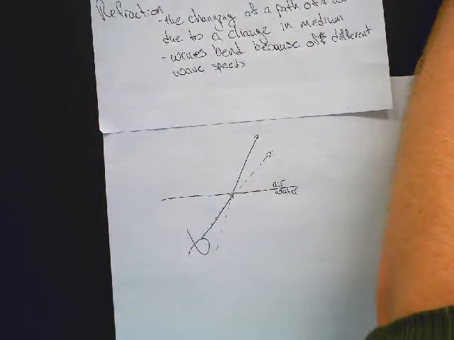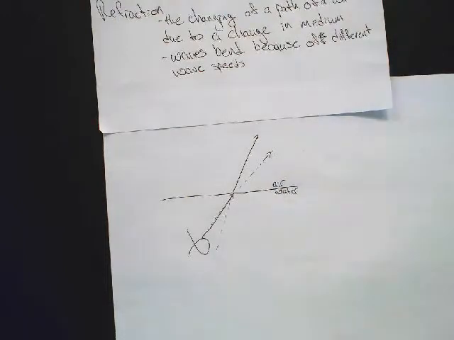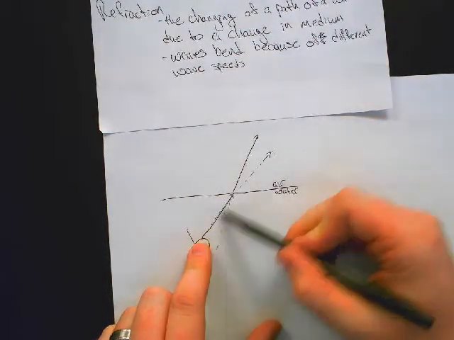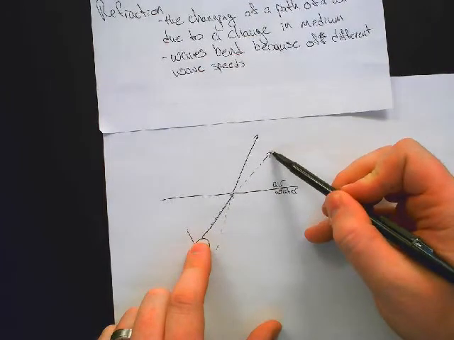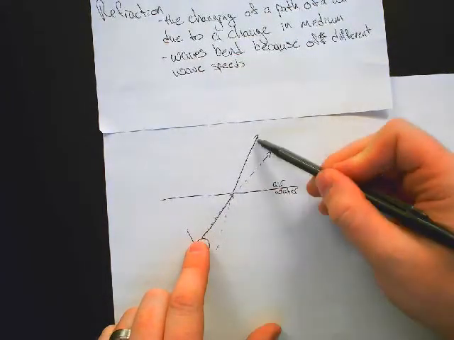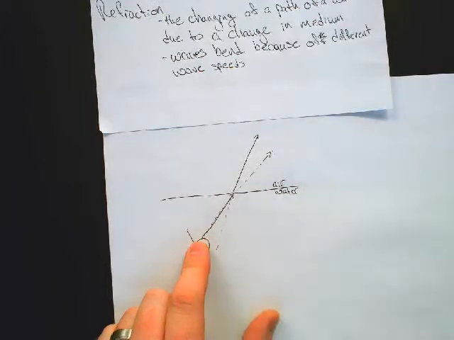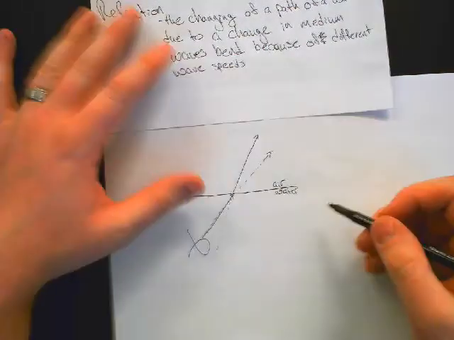So let's see here. I've got a couple examples of it. This would be where it would go, or the apparent path of light. This would be the actual path of light. This follows what we call Snell's law.